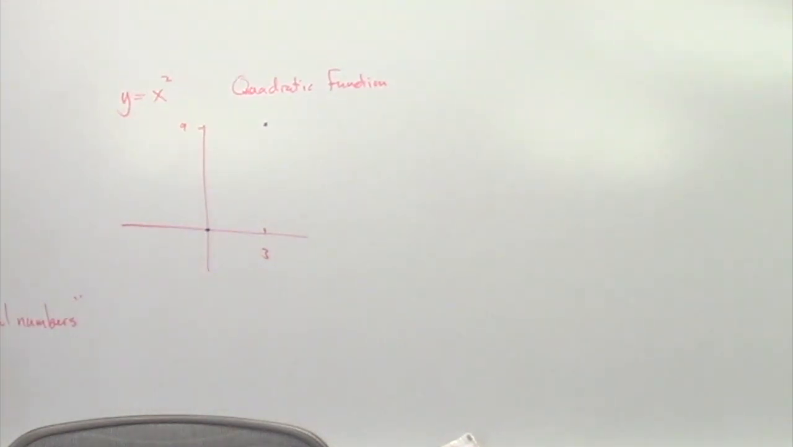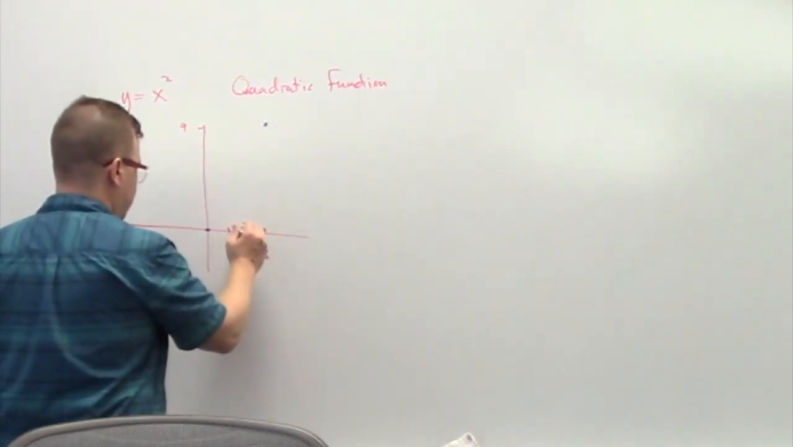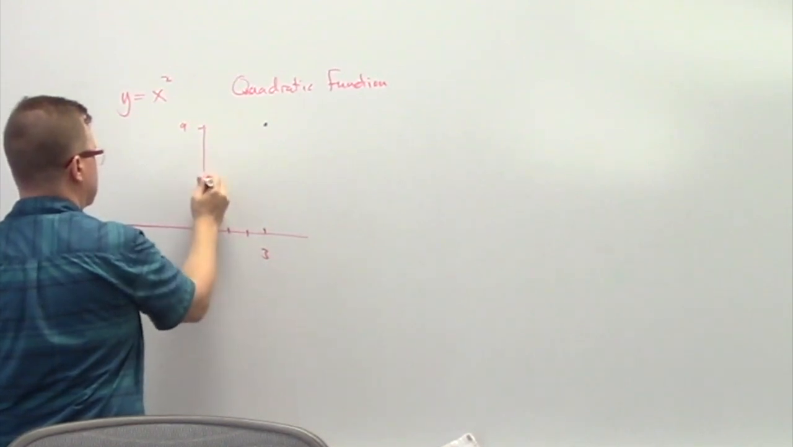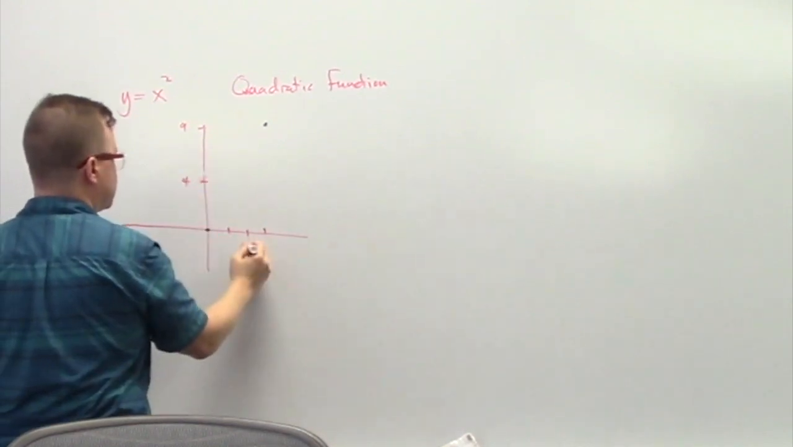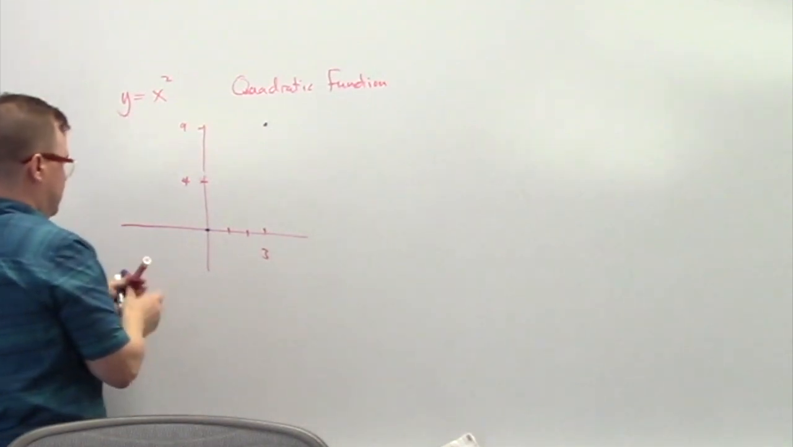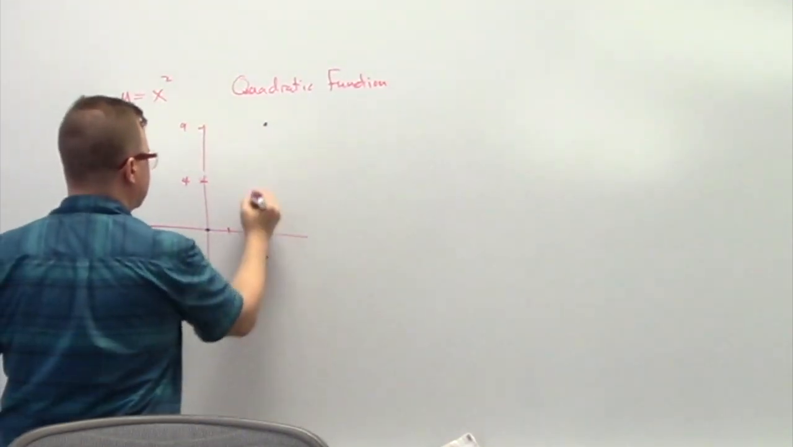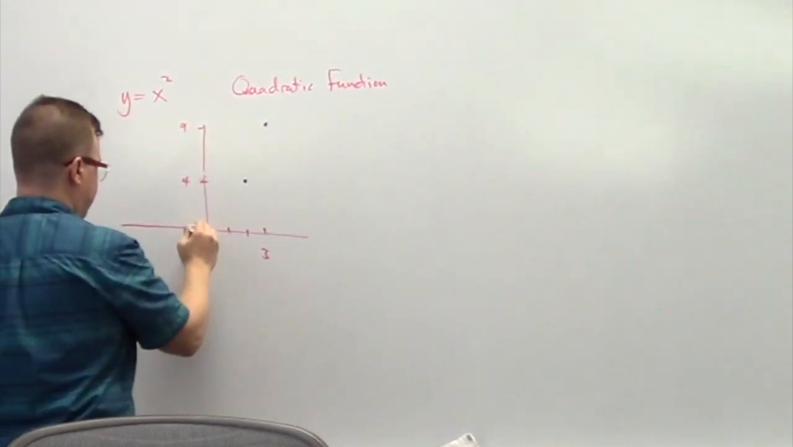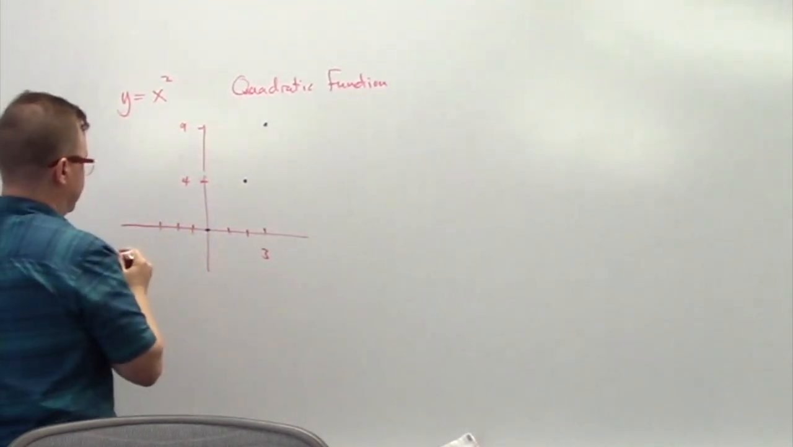What's the third point that's on the graph? (2, 4). (2, 4), yeah. And where is 4? Maybe about right there, I guess. And (-2, 4). Oh, I like it, a negative one. I guess it would be (-3, 9) too. Mm-hmm.